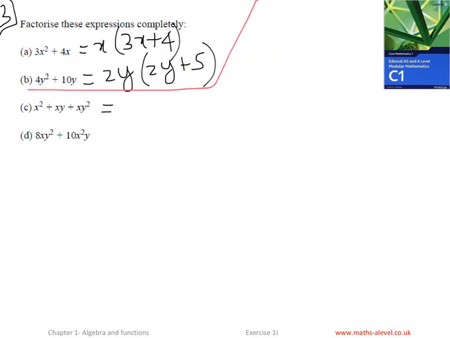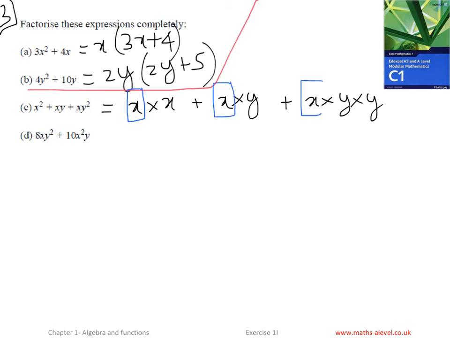Okay, part C. x square, I can write x square as x times x, xy as x times y. Third one, x times y. If you closely look at these three terms, you can clearly see this x is common in all three terms. Hence, I can take this x outside.